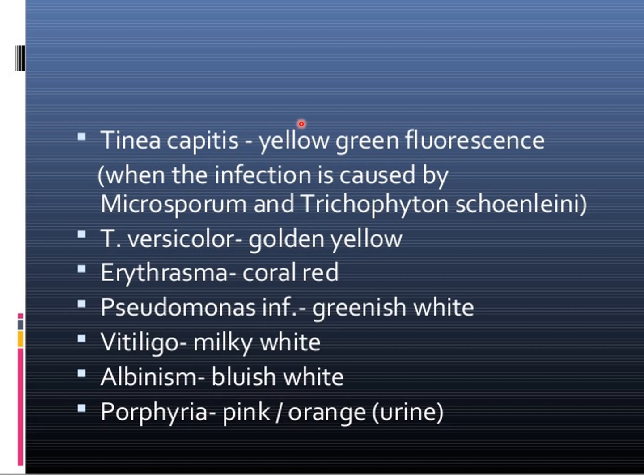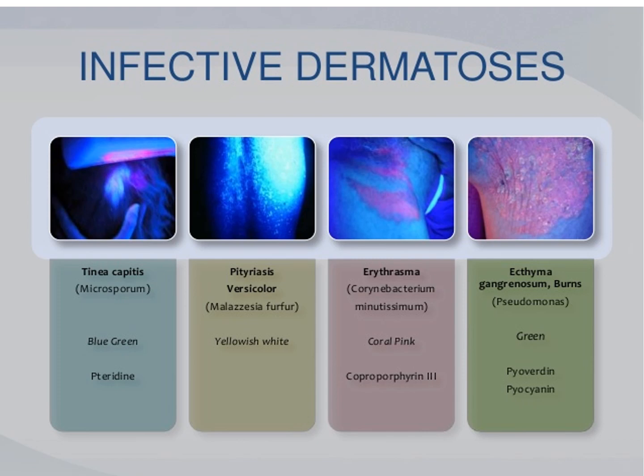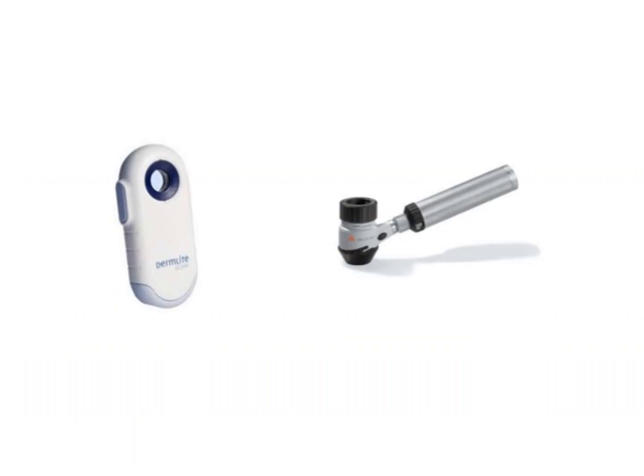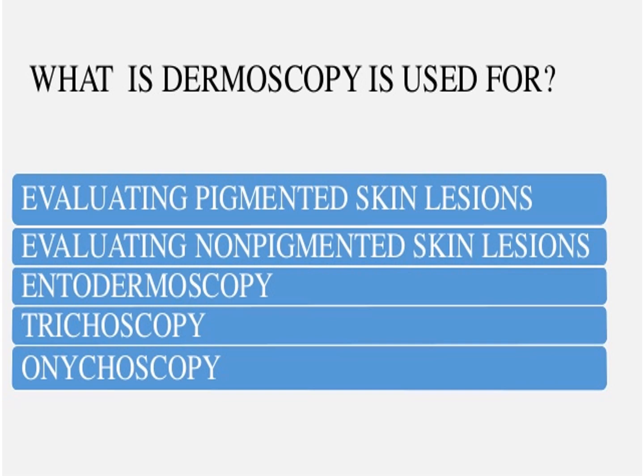For example, what is the color under the Wood lamp? In case of seborrheic keratosis, yellow-green fluorescence under the Wood lamp. In case of favus, there is a golden yellow color; spots we can see on the scalp under the Wood lamp. And in the other, this is infective dermatosis, in case of tinea capitis under the Wood lamp. And in the other diseases, tinea capitis, vitiligo, erythrasma under the Wood lamp. This is dermatoscopy. We use this.